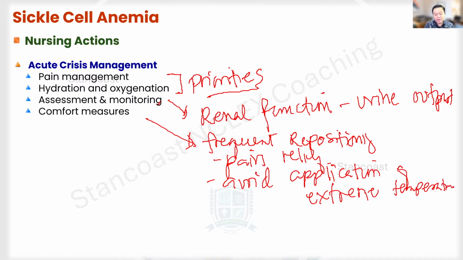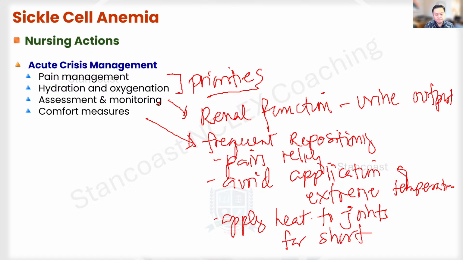Like we've said earlier about the cold temperature, it can also complicate the vaso-occlusion, right? We can provide them with heat, right? You can apply heat, but not extremely hot. Apply heat to joints for short periods, and this is to treat the painful sensation in the joint areas. Again, this will be for a limited time. You can do this several times a day, probably 4 to 6 times a day to your patient, but not extensive, and it's not extremely hot. All right, please be careful about the application of heat.